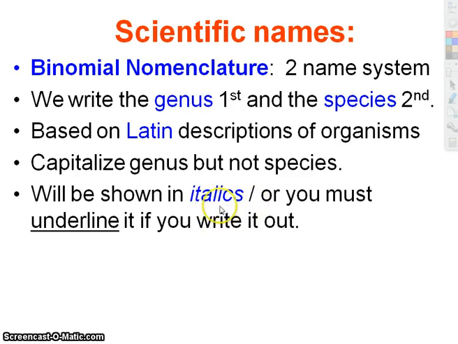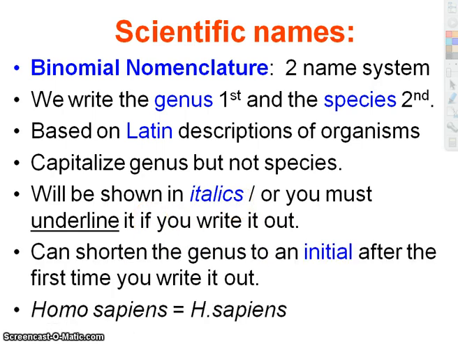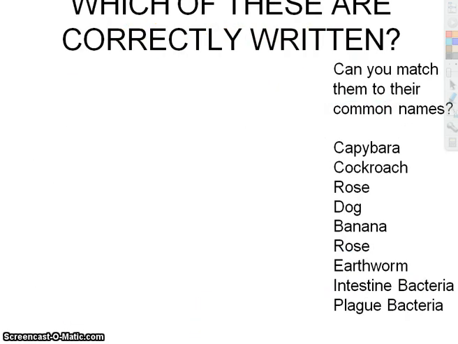If you see it in a book or something, you may see it probably in italics, or you have to underline it if you write it out. Also, sometimes we can see the genus shortened. So if you have a book and it's talking about Homo sapiens and it mentions it a bunch of times, it may say Homo sapiens the first time, and then after that it's probably just going to be H. sapiens. So I have a cute little thing here.